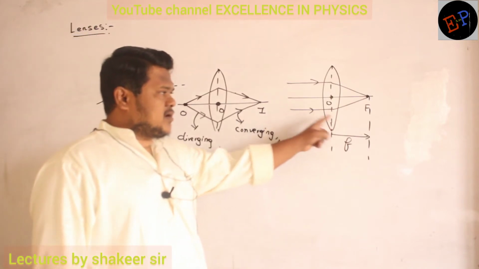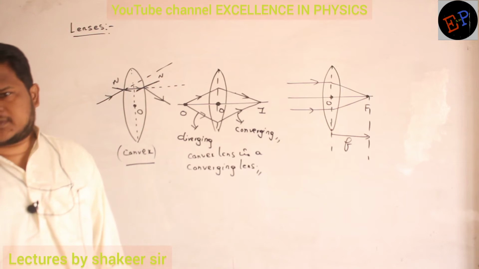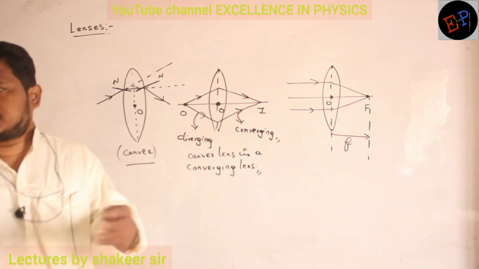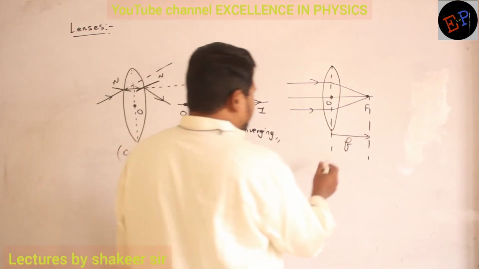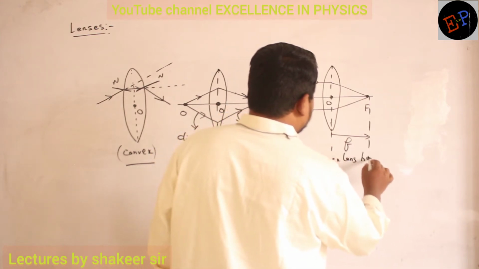Okay. So convex lens has a real focus, no? There is no virtual focus here. Actual light rays are going and touching the focus. Clear, no? So therefore, convex lens has a real focus.